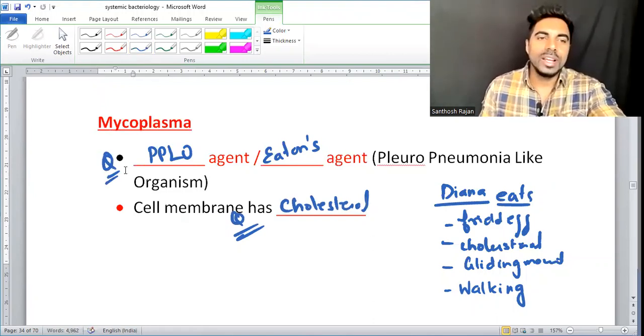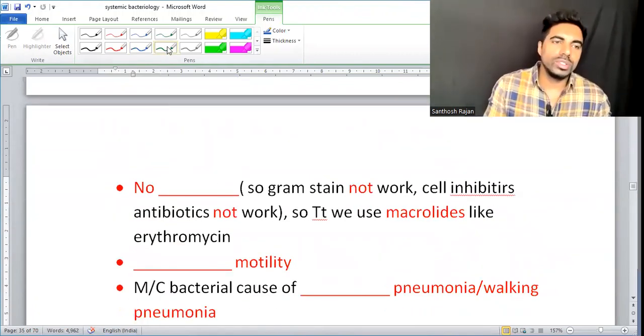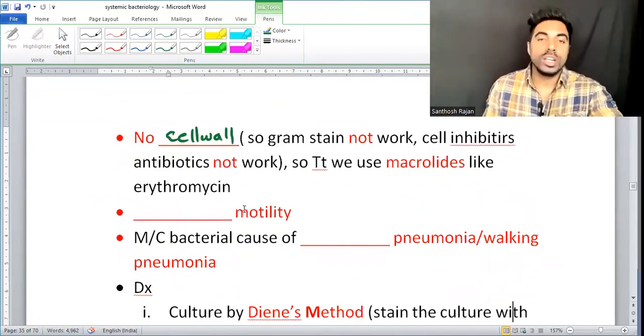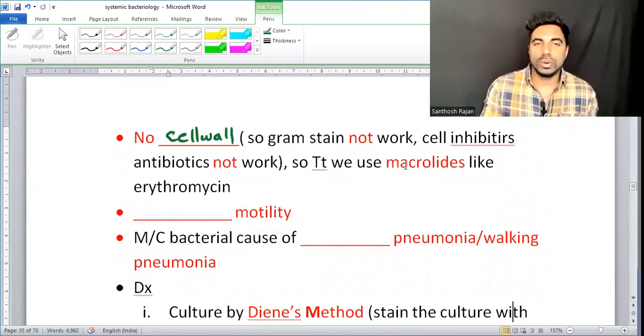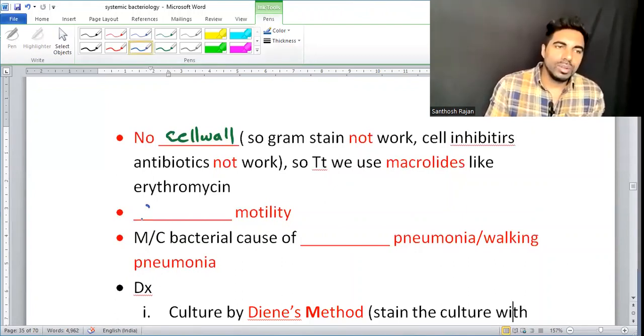Now, what does it not have? No cell wall. That's what we know. Gram stain is totally useless. So gram stain is not working and cell wall inhibitors will not work. For the drug of choice, you give only the macrolides, not cell wall inhibitors like penicillin or cephalosporin. And what is the motility? Already many of you said it: gliding, because of the cholesterol.